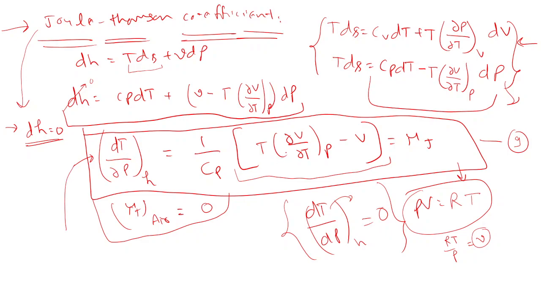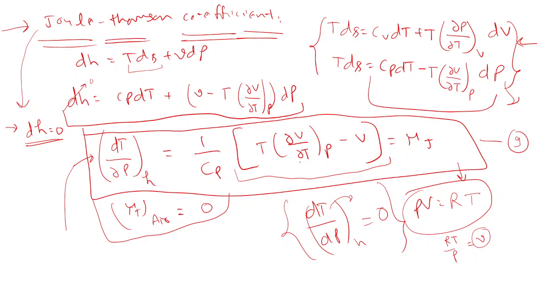So what is this? 1 by Cp times T del V by del T at constant pressure, minus specific volume. So what is this? Del V by del T means change in volume with a change in temperature. For water, what is this? Volume decreases, right, when temperature increases.